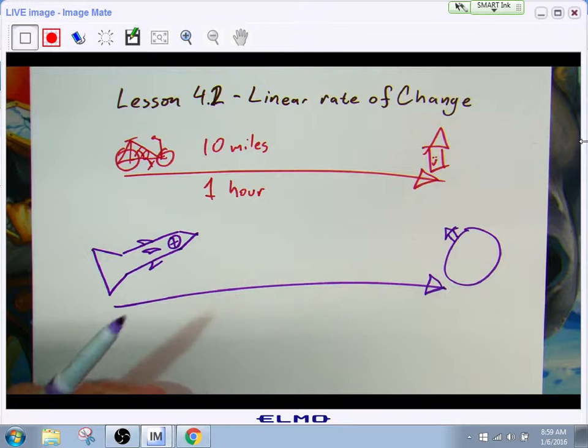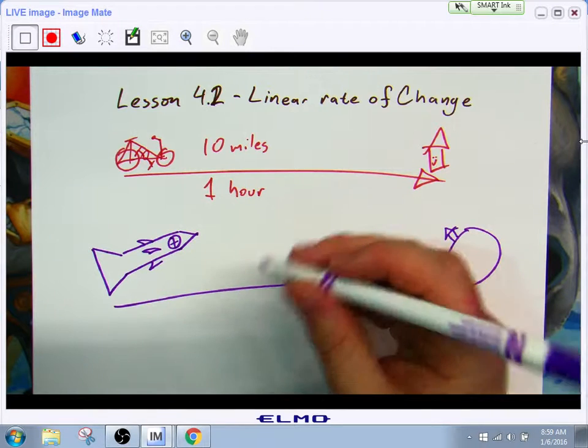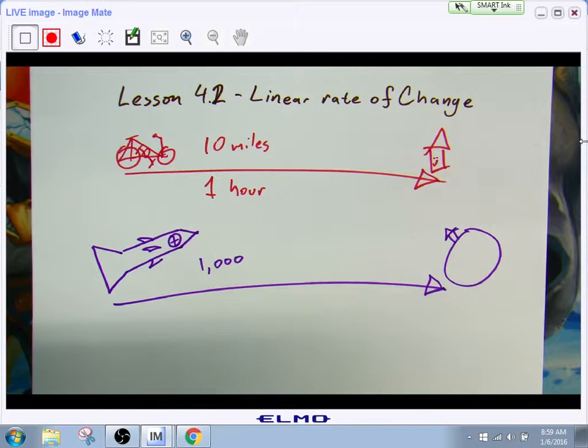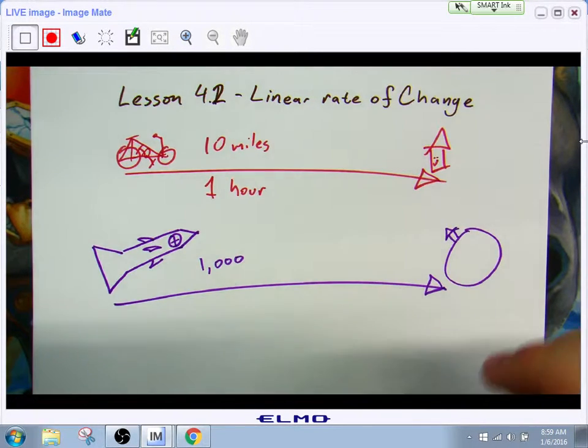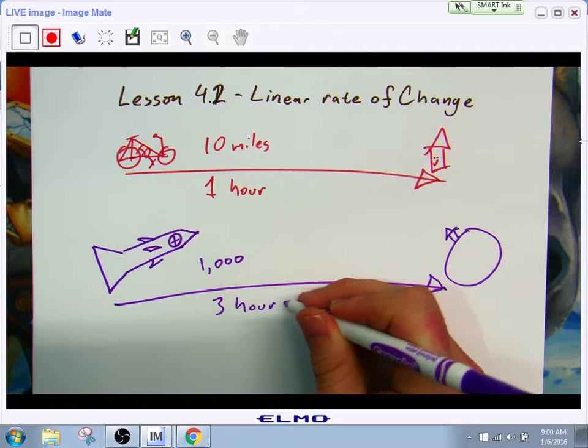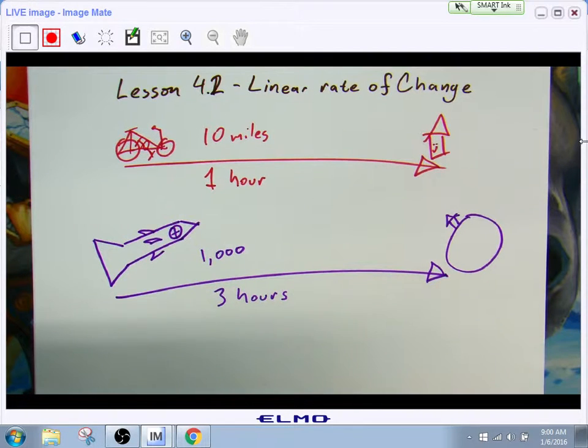I have no idea how far away Mars is. Does anyone know off the top of their head? We'll say it is 1,000 miles away, which is not true at all. What is like 1,000 miles away? San Francisco is probably about 1,000 miles away. Okay. So maybe it's not Mars, maybe it's San Francisco in your rocket ship. It takes you exactly 3 hours to get there. Okay? We will say.